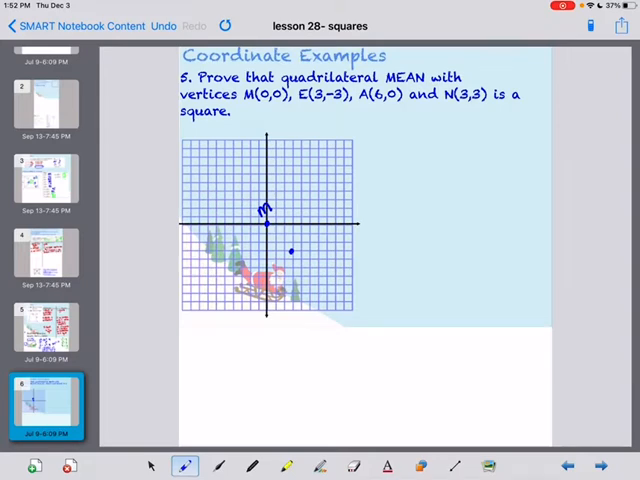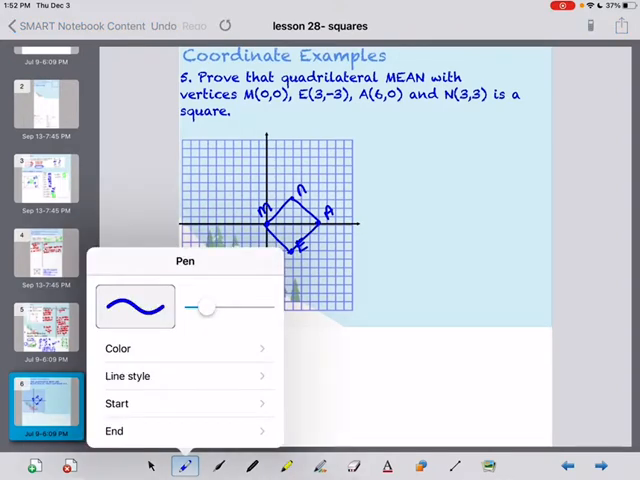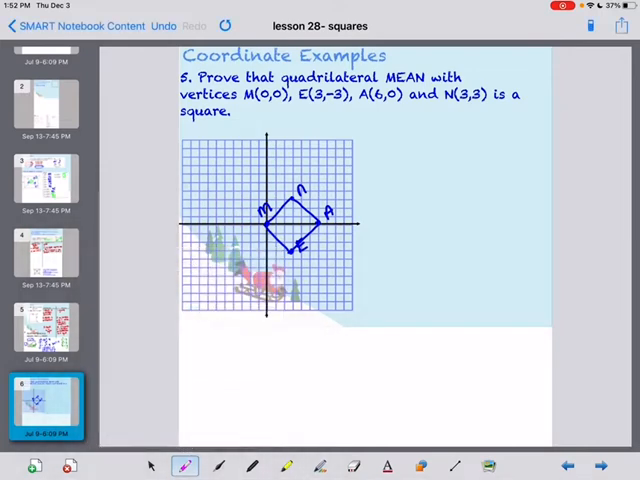So let me plot it first. It's always good to have a visual, and double check that you plotted it correctly. That's the worst thing when you're trying to calculate stuff and one of your points is not plotted correctly. Okay, I want to prove that it's a square. The first thing that I'm going to do is show it's a parallelogram. And the way that I like to show something's a parallelogram is by doing the 4 slopes to show that you have opposite sides parallel. So I'm going to do the slope of MN, the slope of NA, the slope of EA, and the slope of ME.